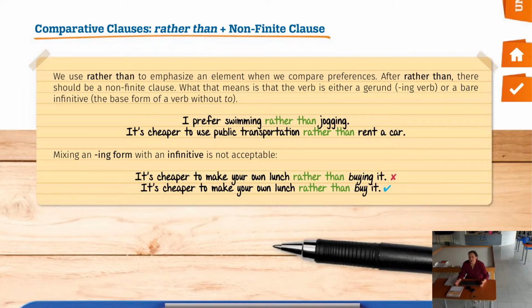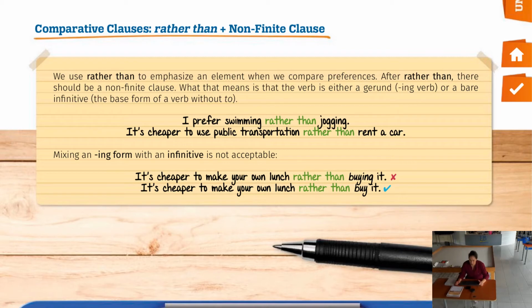Or an idea. It's cheaper to use public transportation rather than rent a car. Okay? So you're making two comparisons. And you cannot mix, right? So if you start with -ing, the other phrase is -ing. If you start with the infinitive, you have the other one as an infinitive.